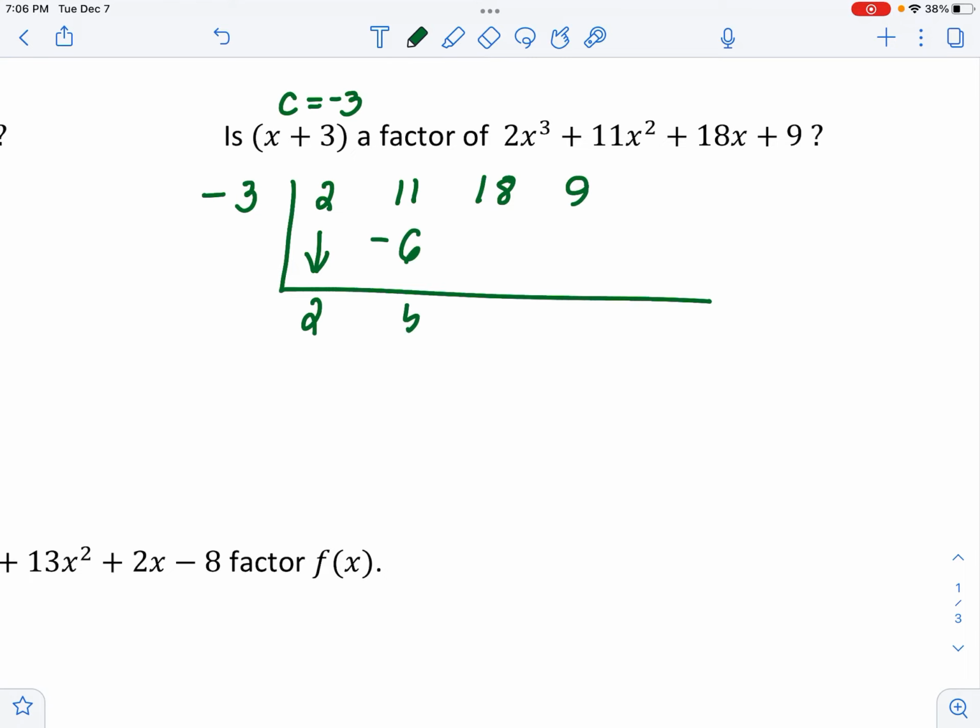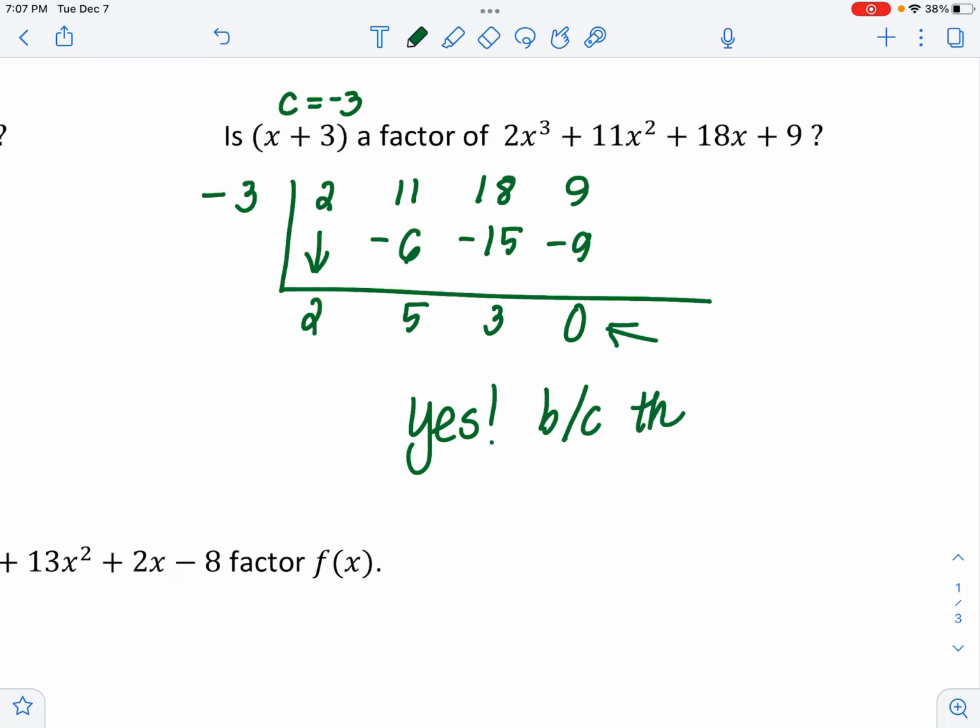Drop the 2, multiply, that's negative 6. Add, that's 5. Multiply, that's negative 15. Add, that's 3. Multiply, that's negative 9. Add, that is 0. So since you got a remainder of 0, yes, this is a factor because the remainder is 0.